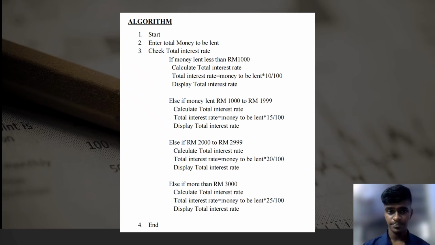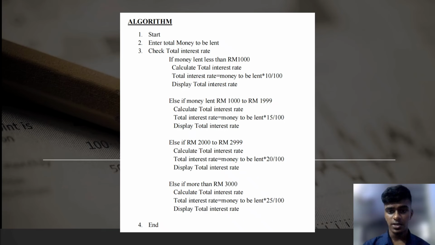Next, algorithm. Step 1, start. Step 2, enter total money to be lent. Step 3, check total interest rate. If money lent is less than RM1000, calculate total interest rate. Total interest rate equals money to be lent times 10 per 100. Display total interest rate. Else if money lent RM1000 to RM1999, calculate total interest rate. Total interest rate equals money to be lent times 15 per 100.